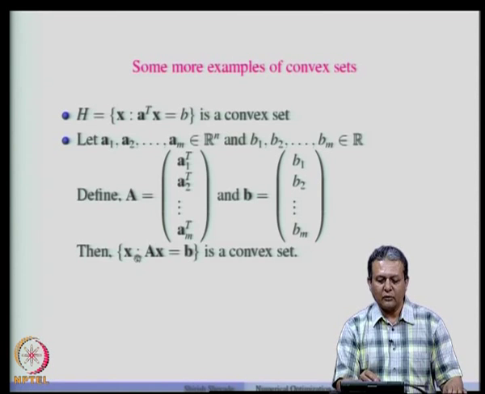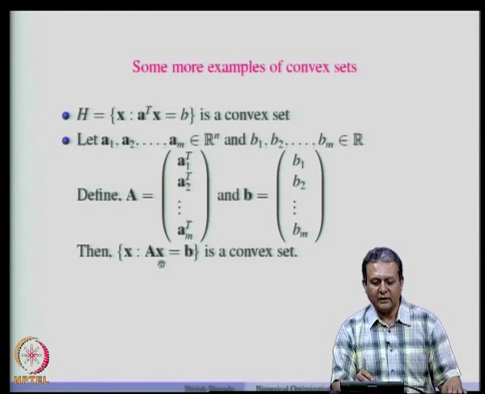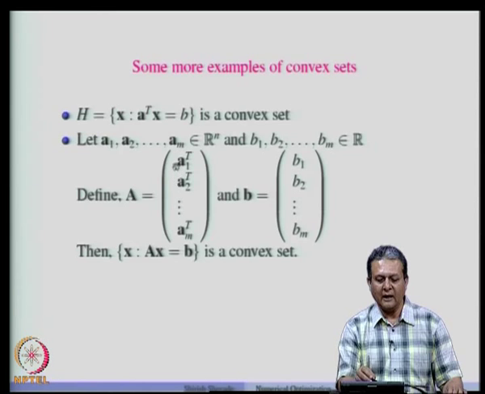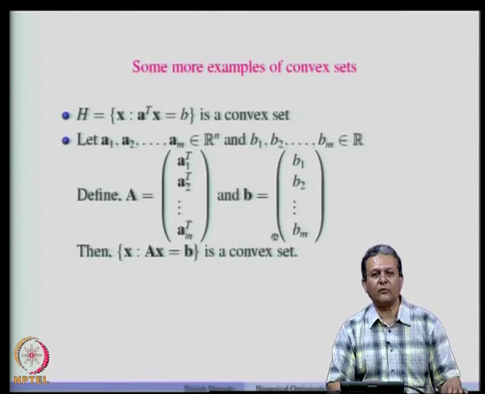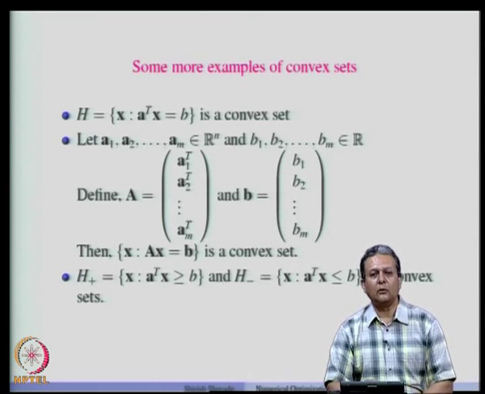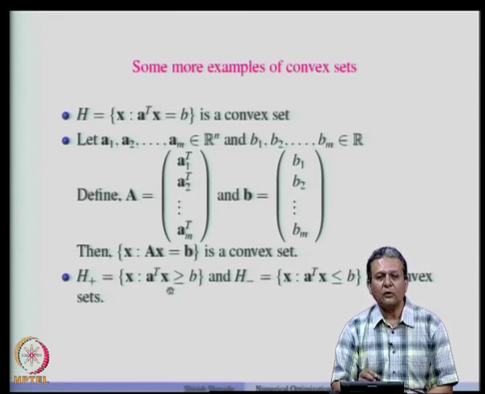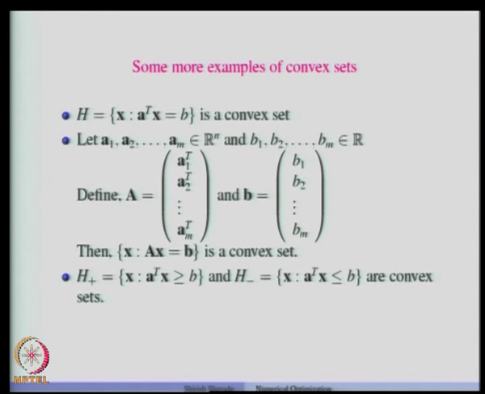So, the solution set of the system of linear equations Ax equal to b, where A is a matrix like this and b is a vector like this, forms a convex set. Now, if you take closed half spaces, either positive or negative, both are convex sets. Again, using ideas similar to this, we can show that the set of all x such that Ax less than or equal to b, or the set of all x such that Ax greater than or equal to b, form convex sets.